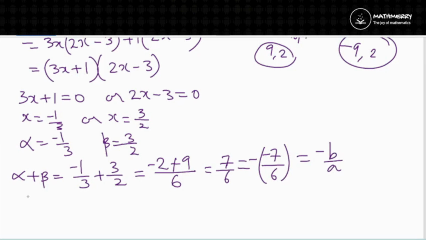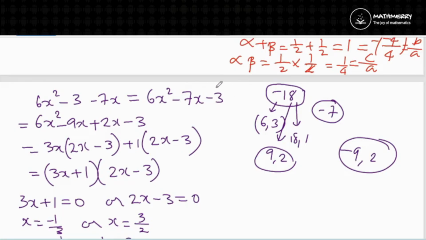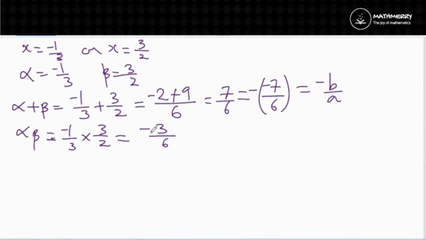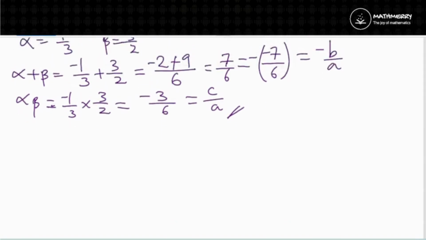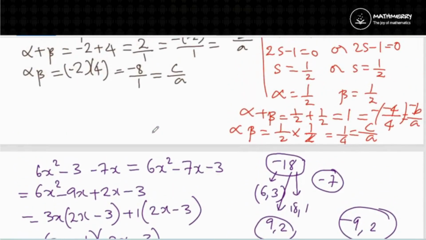So hence verified. Now alpha into beta, we have minus 1 by 3 into 3 by 2 is equal to minus 3 by 6. So this is what we are getting. Here if you see, we can say that C is minus 3 and 6 is our A. So this is also equal to C by A. So no problem, that is also verified. This was our third sub question.